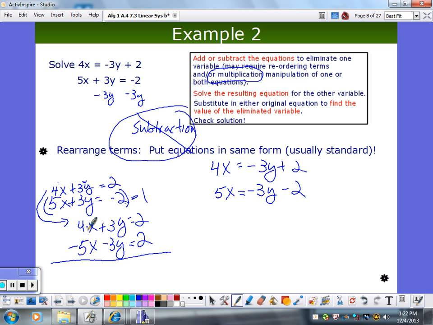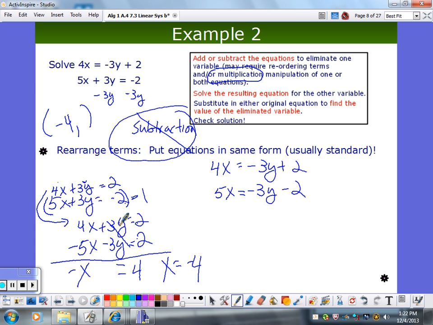Let's add. So if I add 4x to negative 5x, what do you get? Negative x. Right? 4x minus 5x. Plus 3y minus 3y, they're gone. 2 plus 2. Well, I don't want negative x equals 4. I want x equals something. So x equals negative 4. Multiply both sides by negative 1. So I'm partway there. I've got my x.